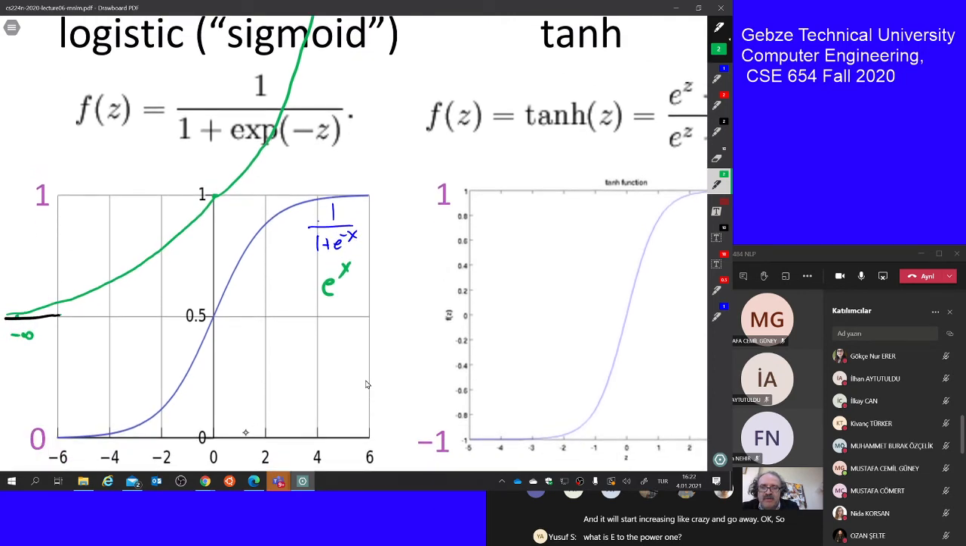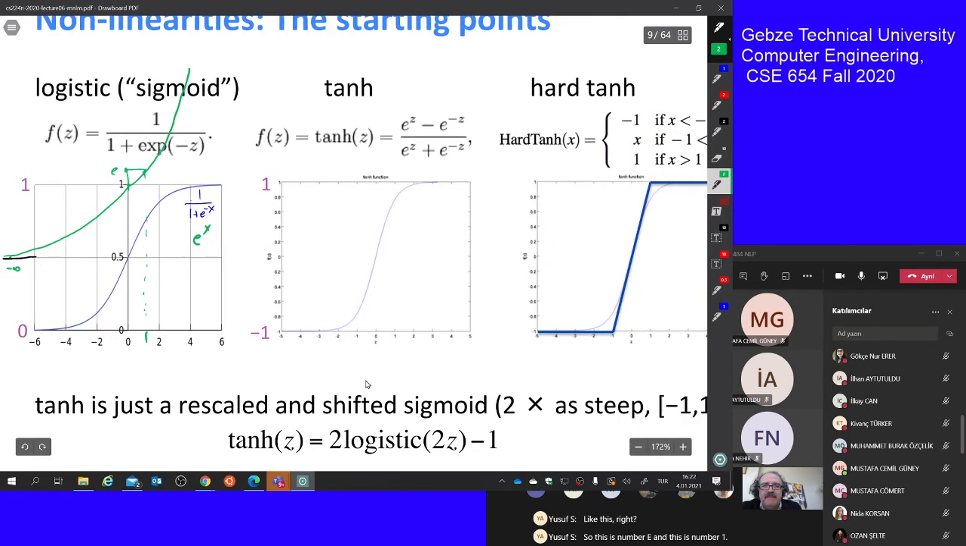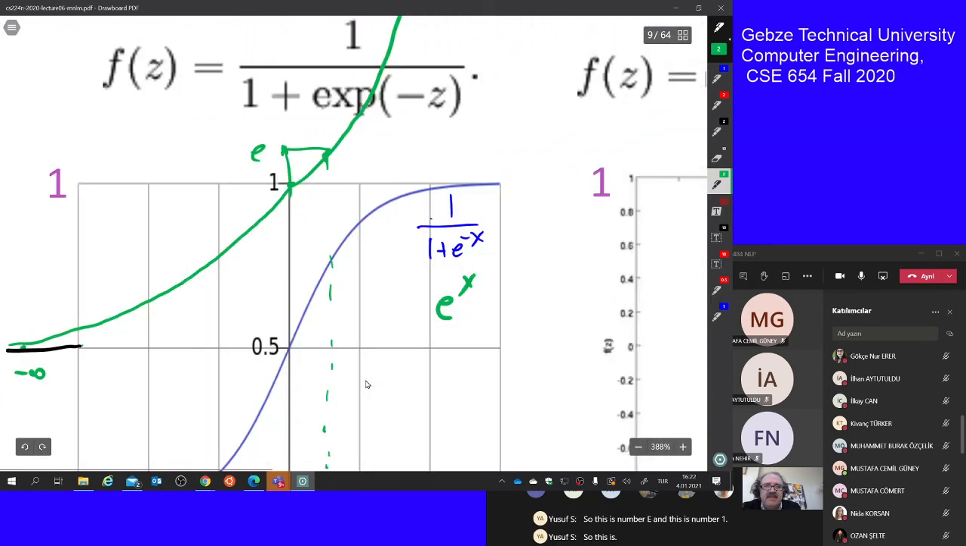What is e to the power 1? That is e. Like this, right? So this is number e, and this is number 1. So this green is the function e to the power x. Good. But how about this one?